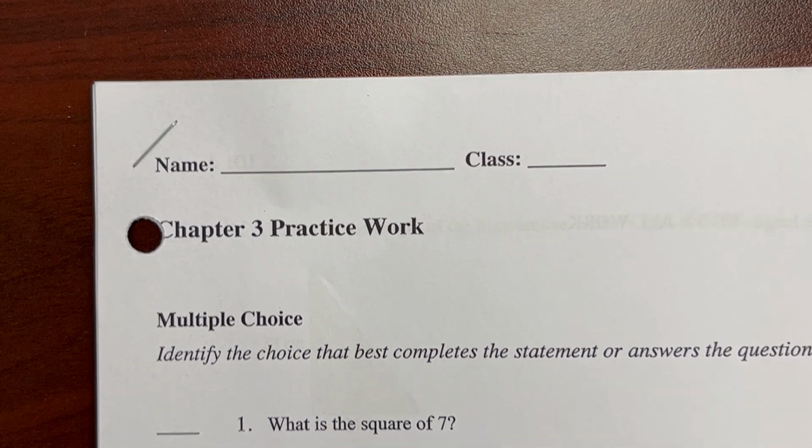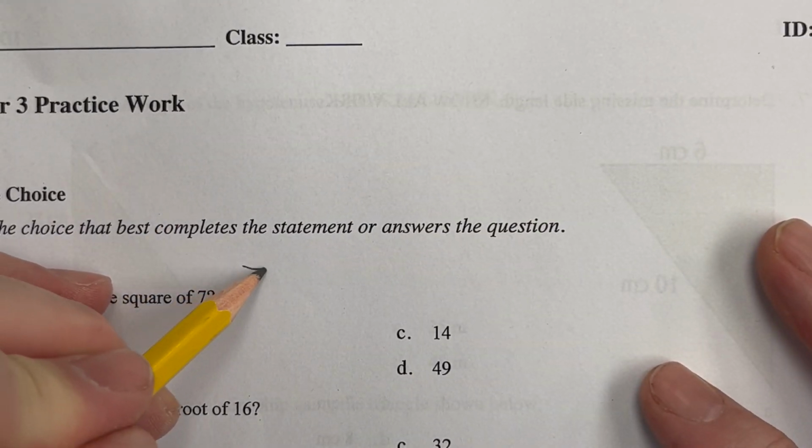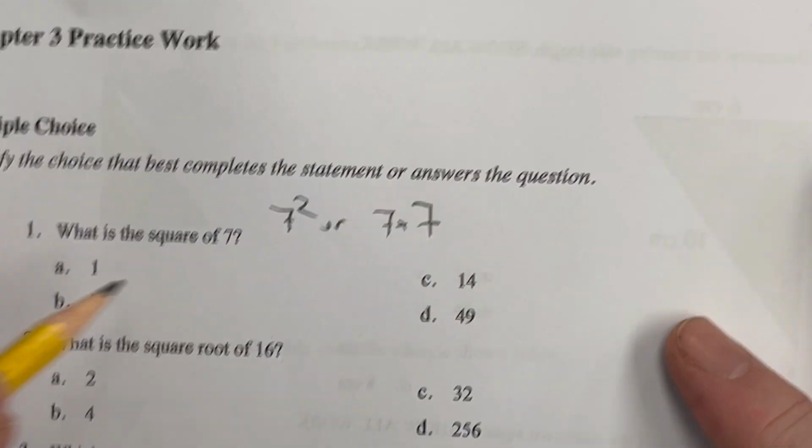Chapter 3, practice work. Here we go. Question 1, what's the square of 7? Square of 7 means 7 squared, or 7 times 7, 49.